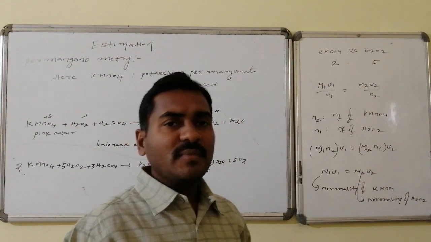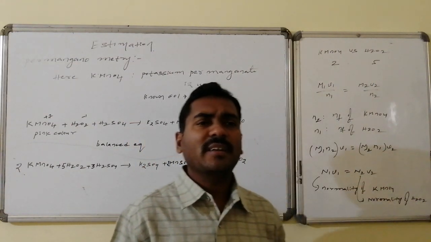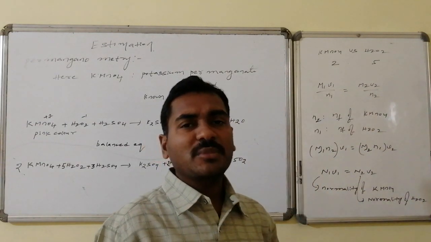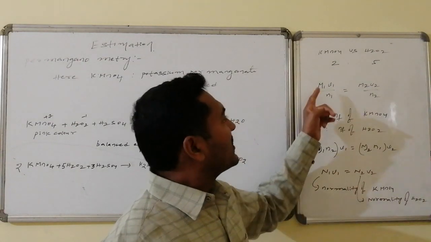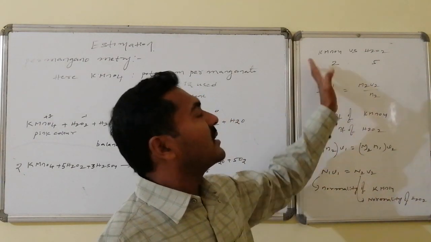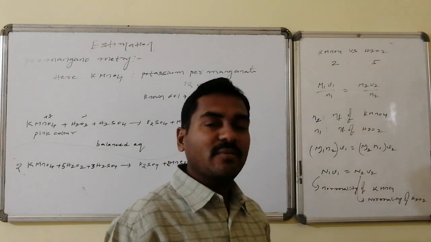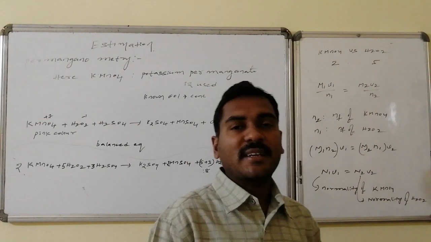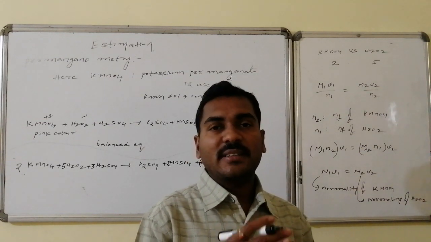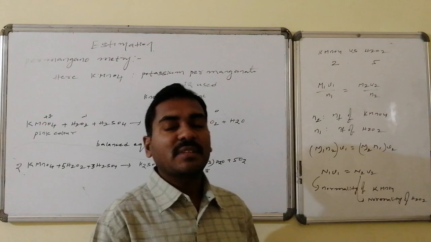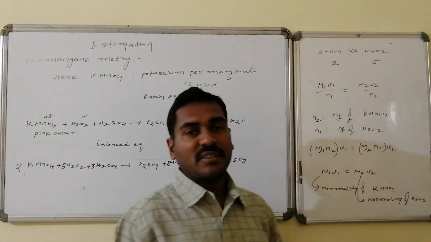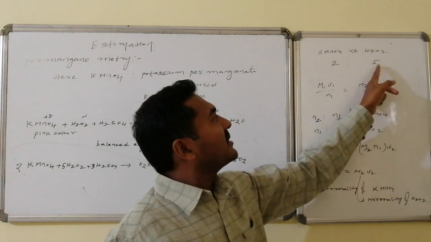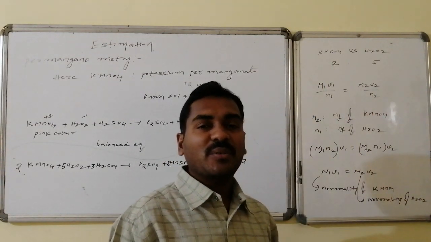If I apply the law of conservation of equivalence, m1 v1 by n1 will become equal to m2 v2 by n2. m1 stands for the molarity of KMnO4, v1 for its volume, and n1 for its stoichiometric coefficient. Similarly, m2, v2, n2 stand for the molarity, volume and stoichiometric coefficient of the second reagent, hydrogen peroxide. Here, where is n2? This is n2. n2 is the n factor of KMnO4.